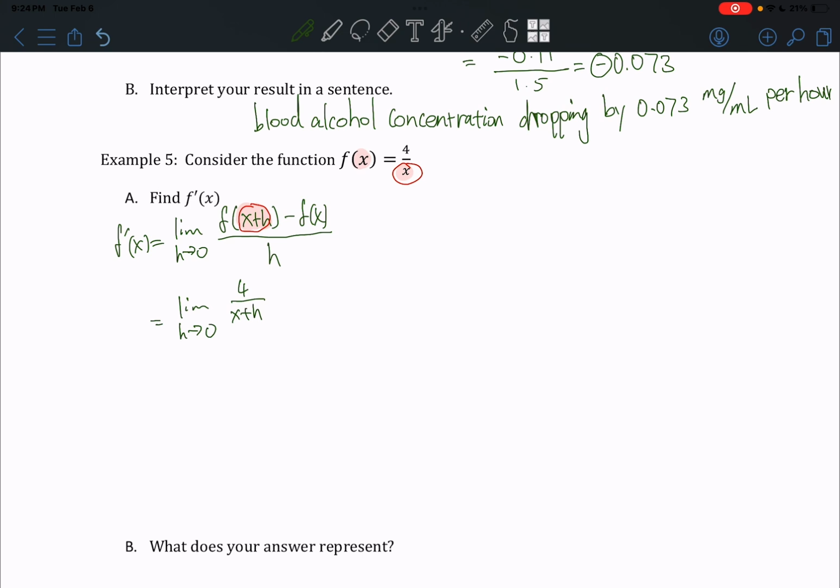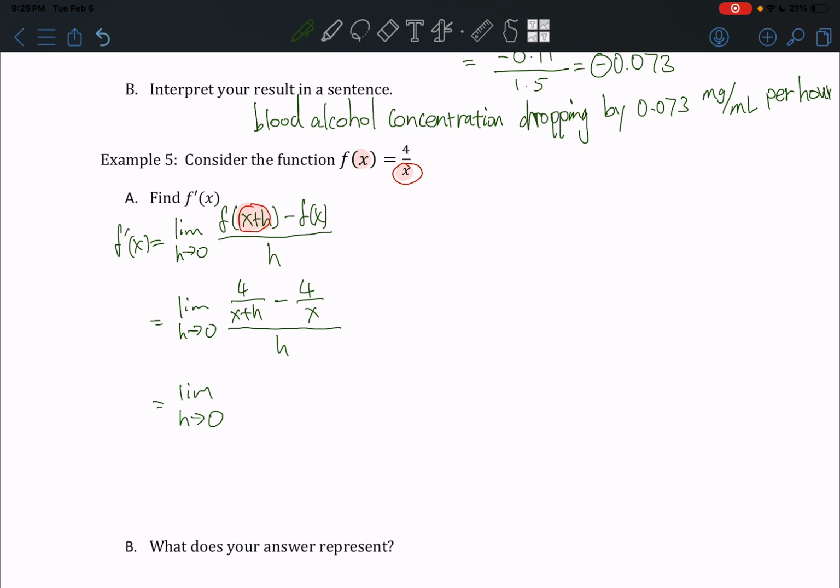Once we have that settled, the original f of x is simply 4 over x, and then all over h. Now, I'm 100% sure you've already seen something like this in your previous math classes. But let's take a look at how to do this kind of question, just as a reminder. So, limit as h approaches 0. Here we're just going to add these numerator fractions together.